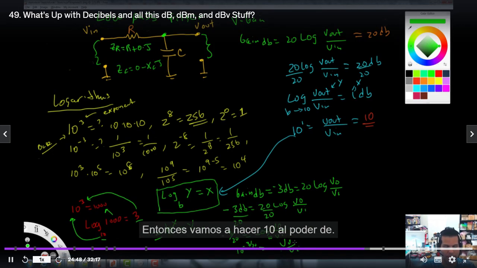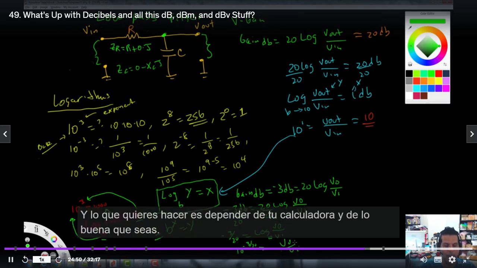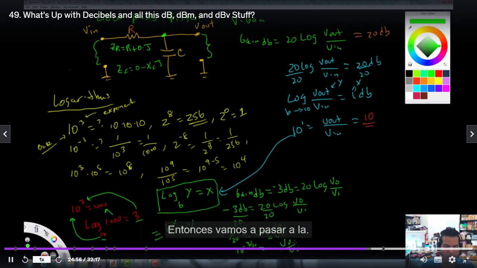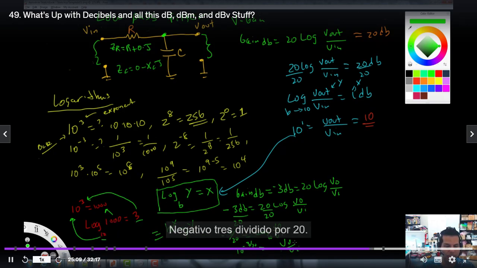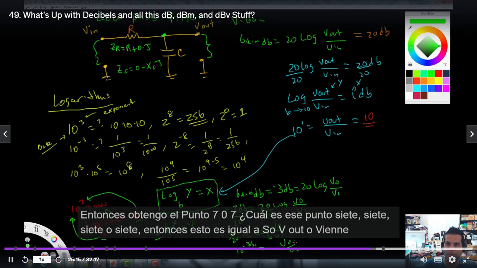So we're going to do 10 to the power of, and then depending on your calculator and how good you are at your calculator, be careful. So we're going to do 10 to the, and then minus 3 divided by 20. In my calculator, I'm going to do 10 to the power of, and then put in parentheses negative 3 divided by 20. All right, and then look what value I get. Can you see that right there? So I get 0.707.